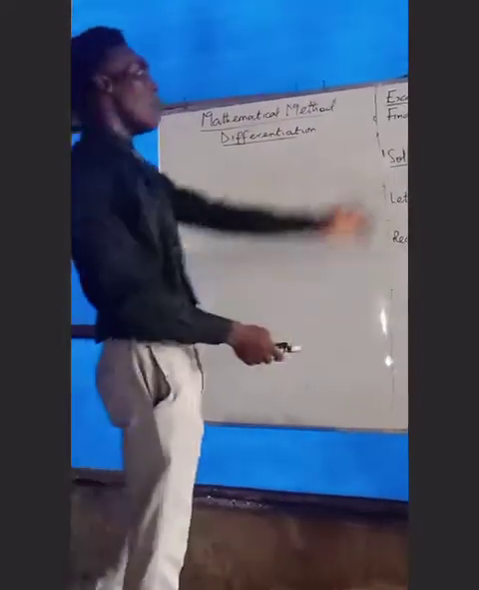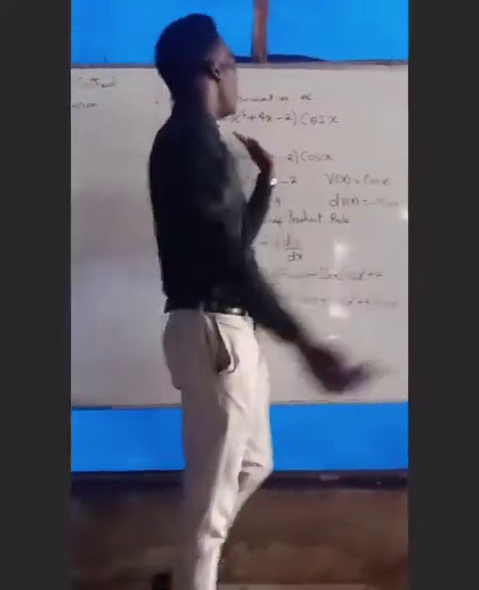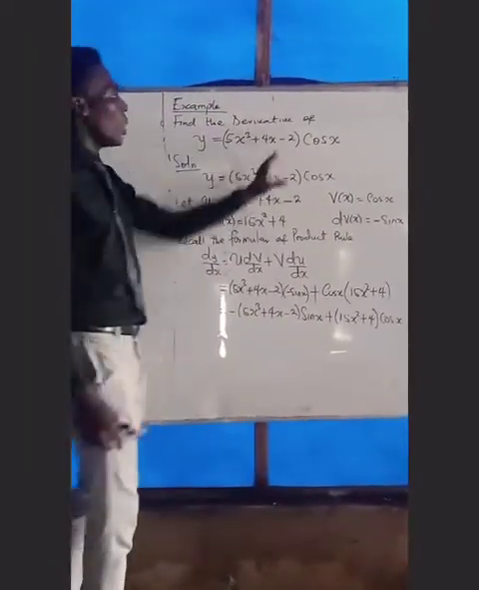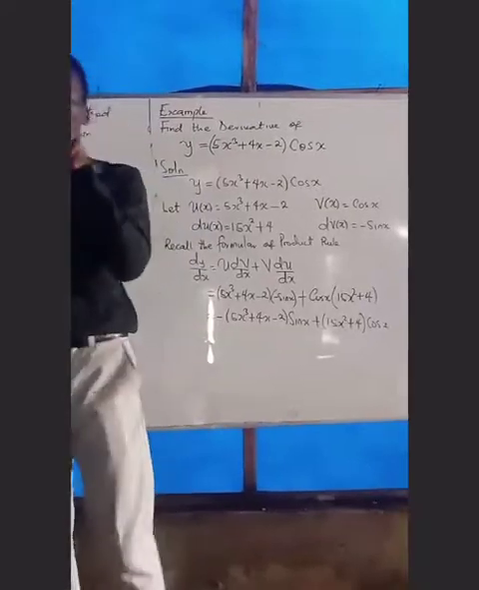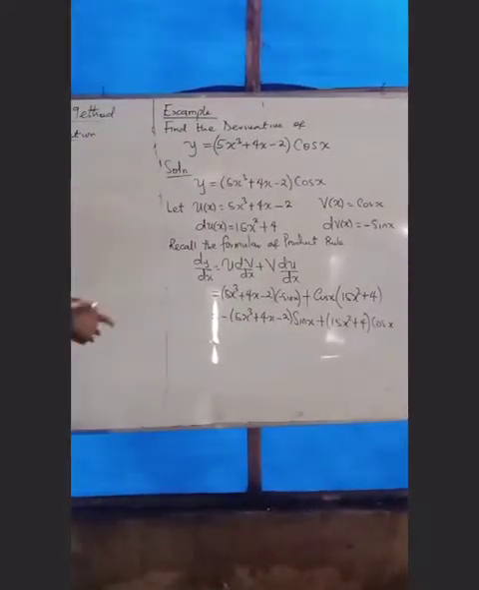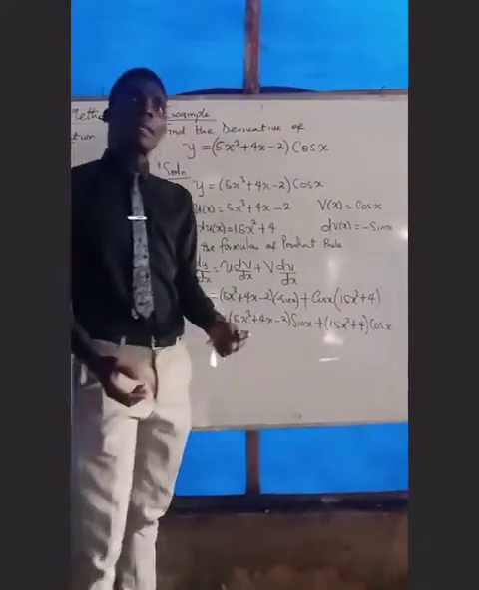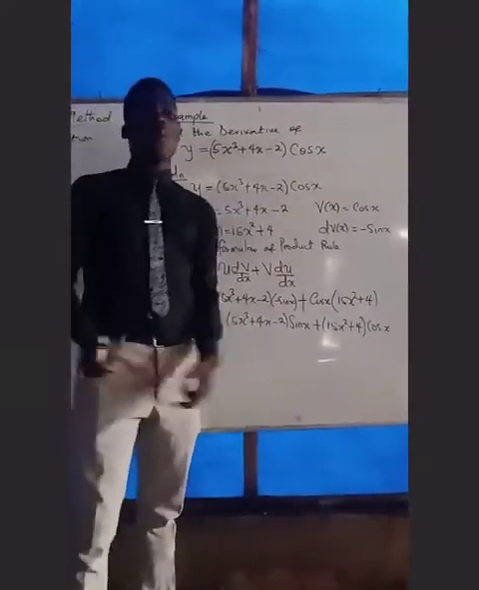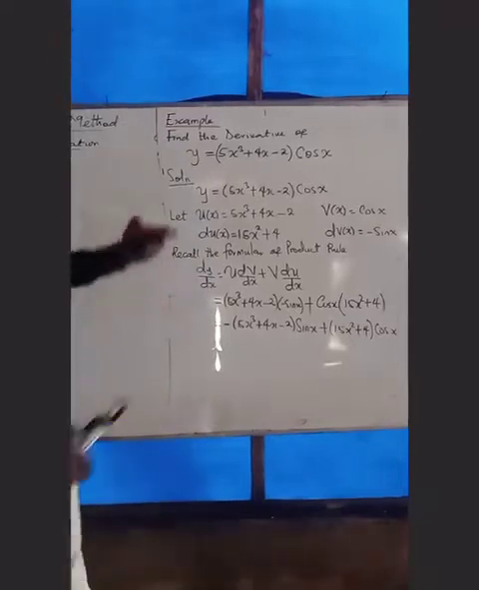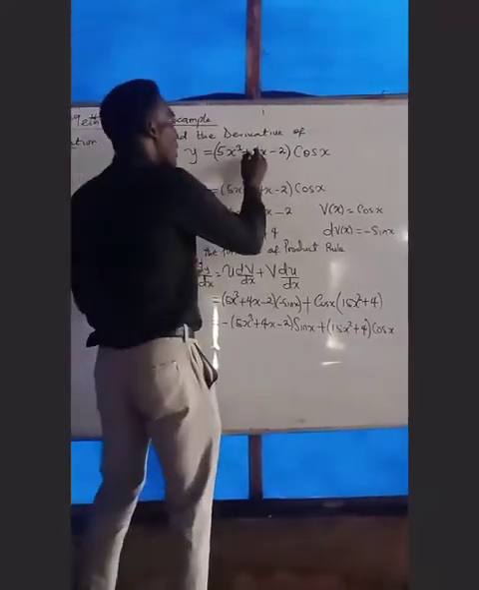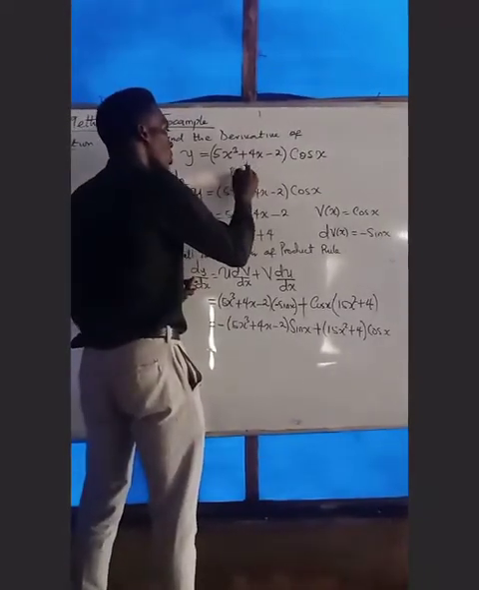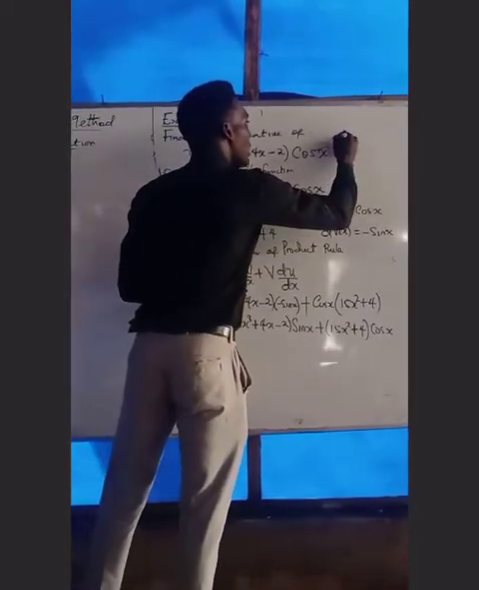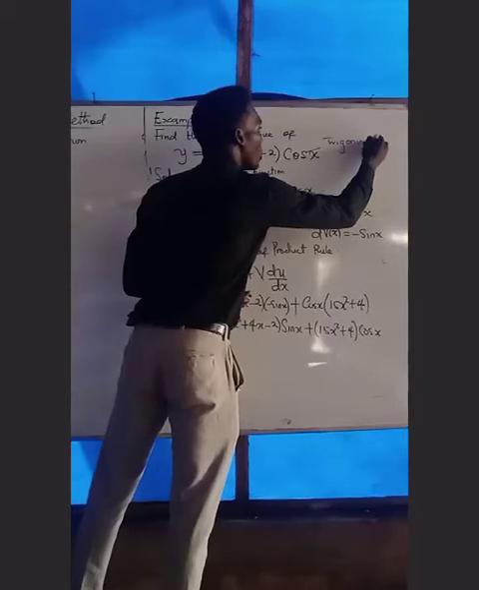Now, we are having an example. Find the derivative of this. This is a question given to us. The first thing I do is to check what I have on the right-hand side. How many functions do I have present? We can see clearly that we have only two functions. The first function we have here is the power function, and the other one is the trigonometric function.